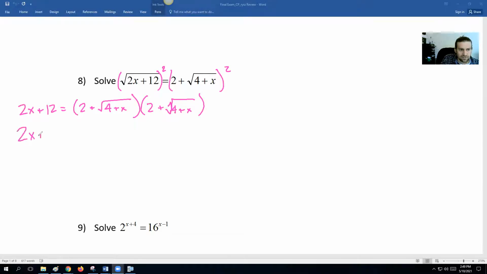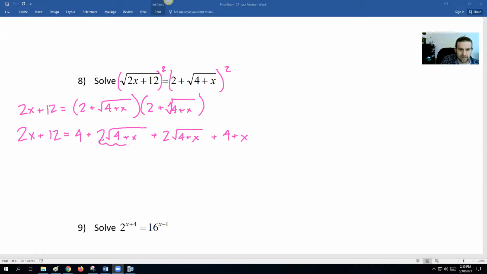Okay, so we get a 2x plus 12. Now 2 times 2 is 4. 2 times radical 4 plus x is 2 radical 4 plus x. And then radical 4 plus x is another same thing. And you guys can see that always happens. They repeat in the middle. And then the radical 4 plus x times radical 4 plus x is just a 4 plus x.